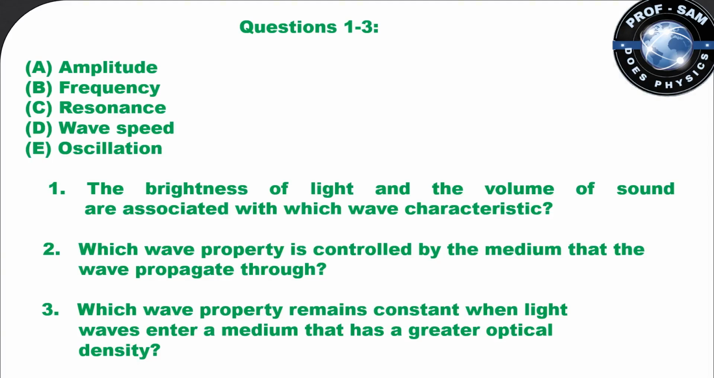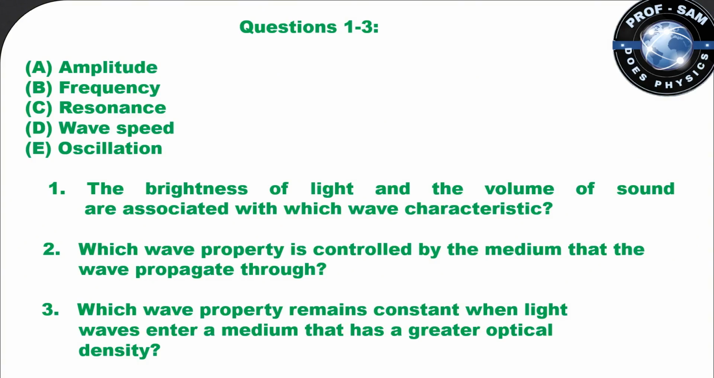Question 1. The brightness of light and the volume of sound are associated with which wave characteristic? Option A is the correct answer because amplitude refers to the volume of sound, while brightness refers to the volume of light.